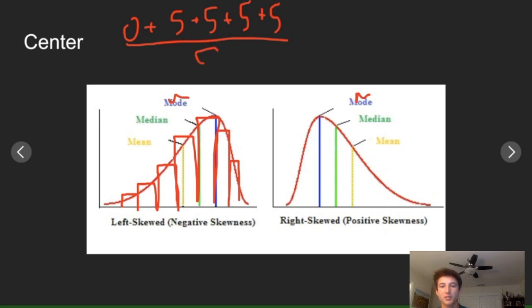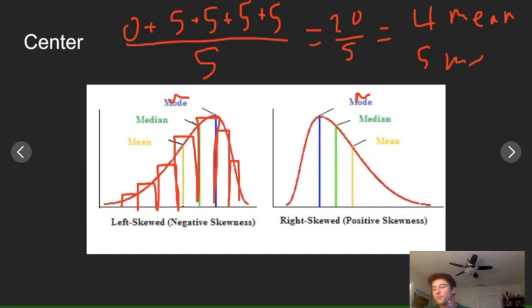You add up all the numbers and divide by the total number of numbers. And that's giving us 20 over 5 equals 4. Okay? So the mean is less than the median, because the mean is 4 and the median is 5. Now, why is that? The median's the most middle number, and the mean is the sum.